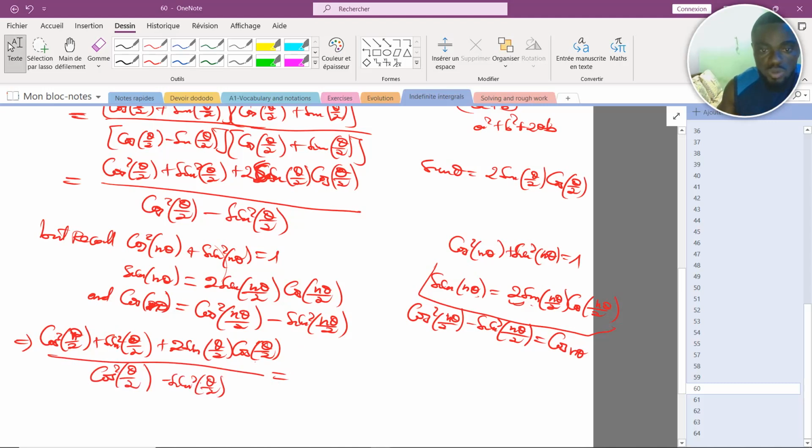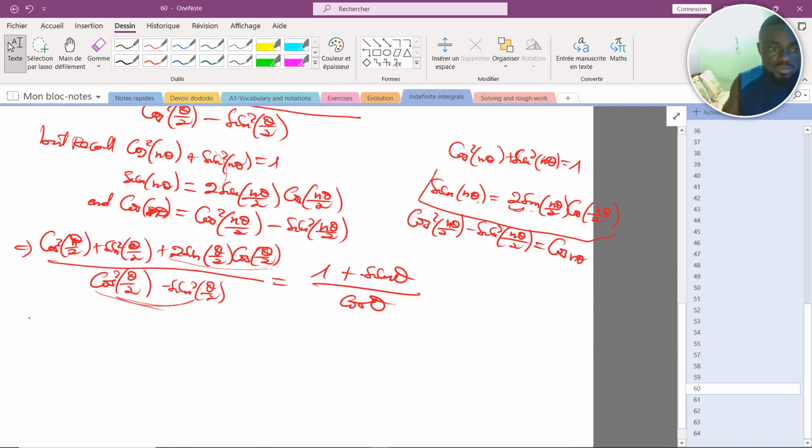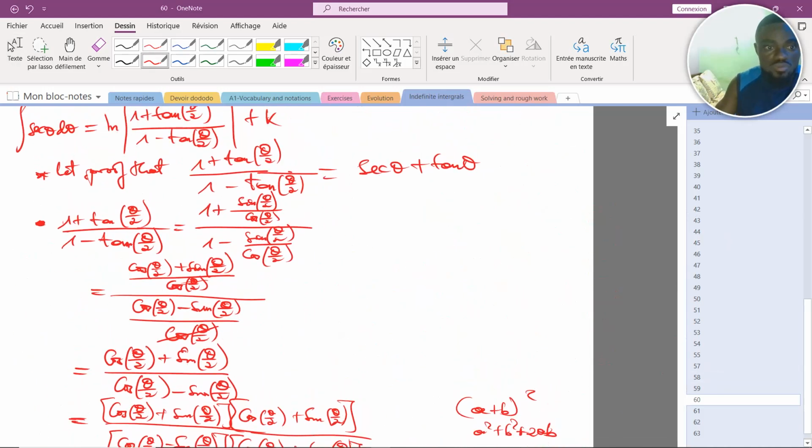This will give 1, so I'll have 1 plus sine theta plus sine theta, all over what? The whole of this will give what? Cos theta. That's it now, because this is what the formula says, because these are the half angles here. So all of this will give cos theta. So this implies this is the proof we wanted to do.